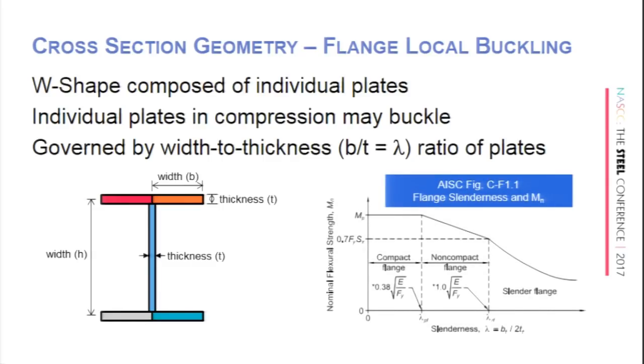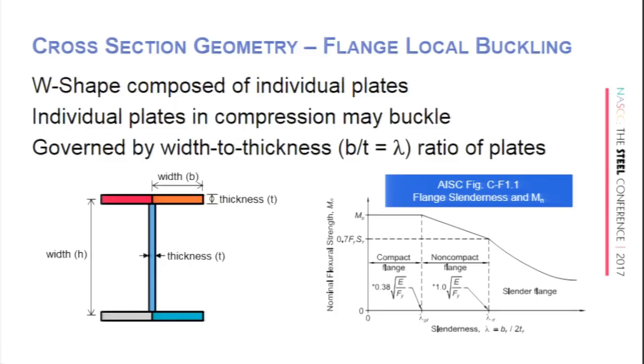So AISC has a nice chart, and many of my undergrad students would confuse this chart with the beam buckling curve because it looks a lot alike, right? But if you'll notice down here, we're not plotting L sub b. We're plotting the slenderness of the flange, that b_f over 2t_f. But we still have the same sort of behavior in the individual flange plates as we do with the entire cross-section. We have a slender elastic flange local buckling, we have an inelastic flange local buckling region, and we have a fully plastic flange local buckling.